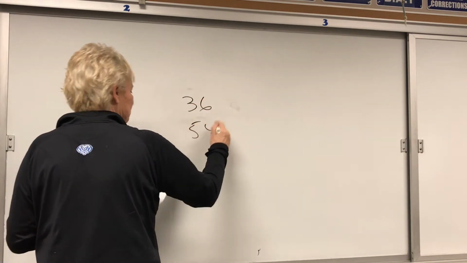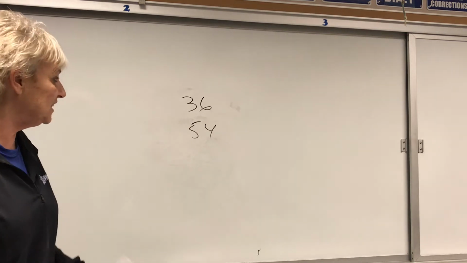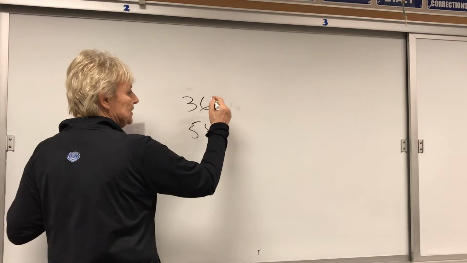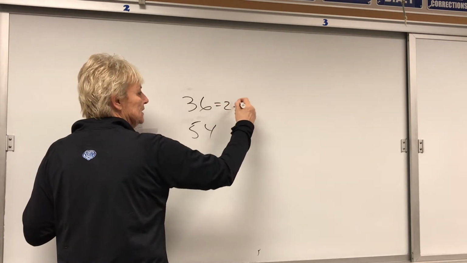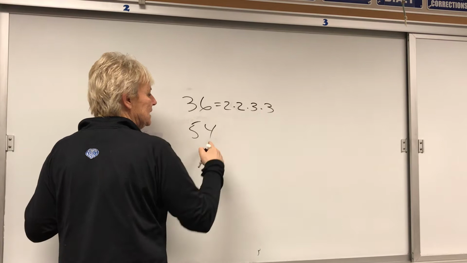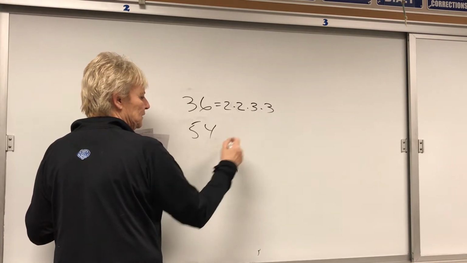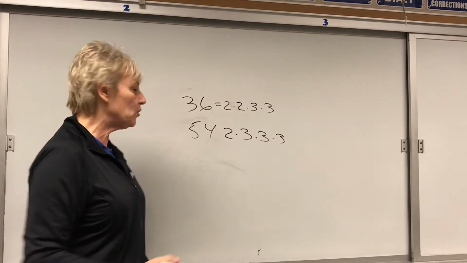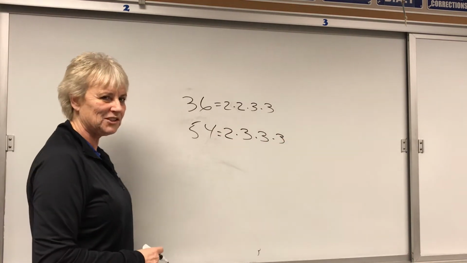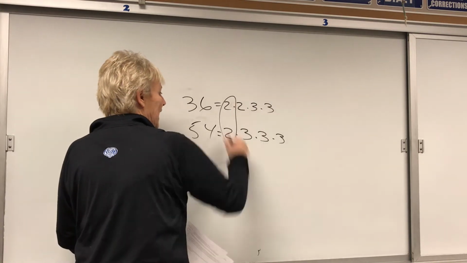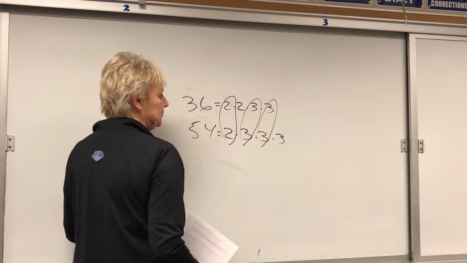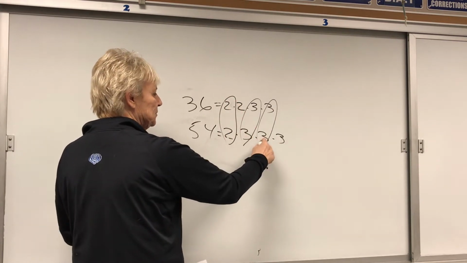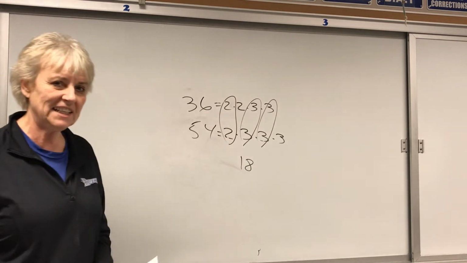And 36 and 54, the greatest common factor that divides into both of those, you might have missed this one, is 18. The prime factorization of 36 is 2 times 2 times 3 times 3. The prime factorization of 54 is 2 times 3 times 3 times 3. So if ever you don't know the greatest common factor, don't guess. You probably put 6. Go ahead and do the prime factorization, and then the common factors are 2 times 3 times 3. Greatest common factor is 18, not 9.